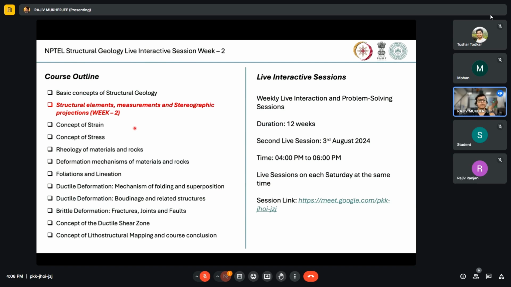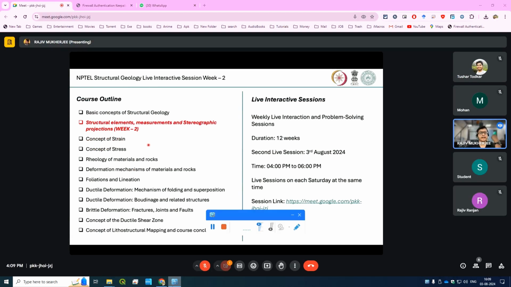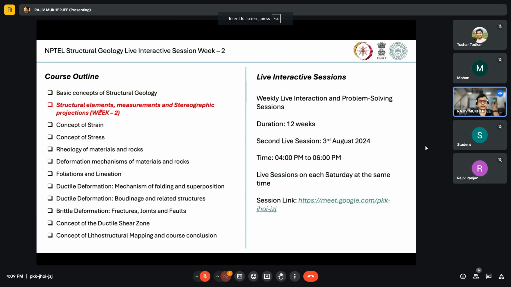As we know, this is the outline of the online course on structural geology. We already discussed some of the basic concepts, including the scale dependence of the different kinds of structures, their homogeneity, heterogeneity, etc., in the previous discussion session. Today we will talk about the concepts regarding structural elements, measurements, and stereographic projection. That is the lecture material for week 2.